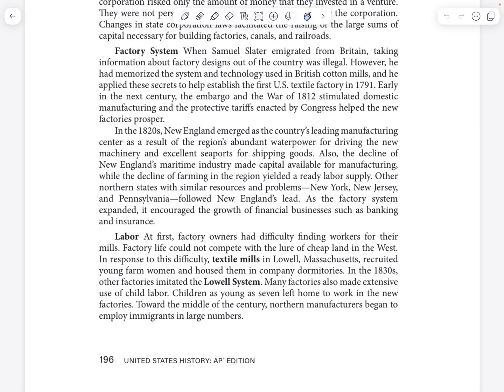Many factories also made extensive use of child labor. Children as young as 7 left home to work in the new factories. Toward the middle of the century, northern manufacturers began to employ immigrants in large numbers.